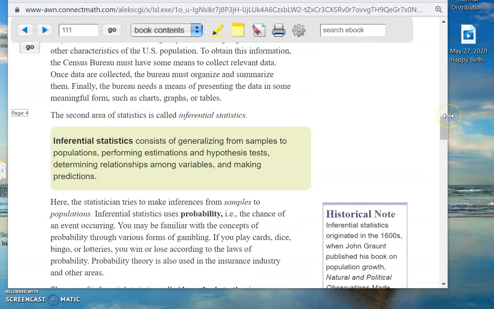The second type of statistics is called inferential statistics. Now, let me digress a little bit. Do you understand the difference between to infer as compared to the word to imply? To infer and to imply are two different concepts.